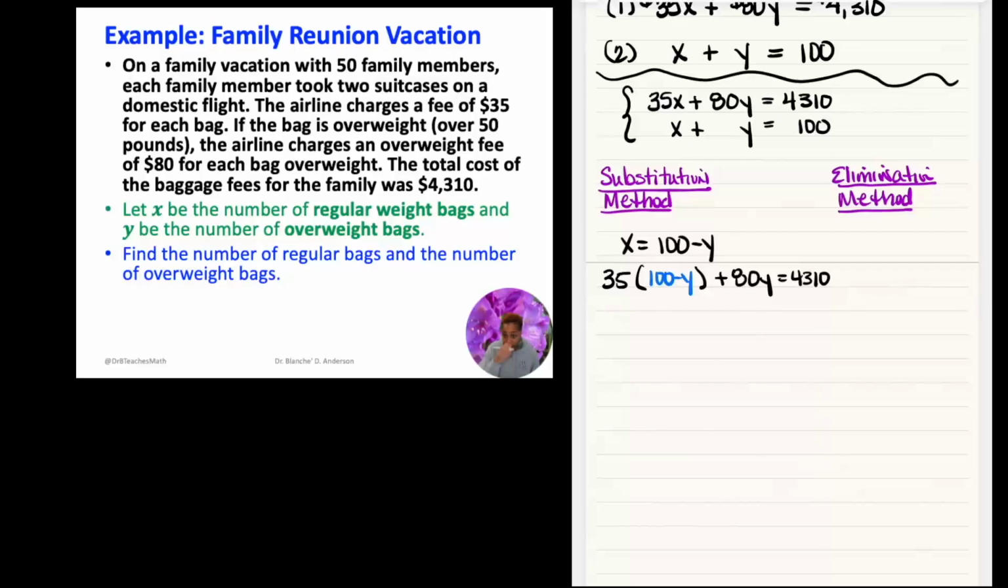I don't know why I feel like I write smaller and then I write. Okay, sorry. So now we're going to do the distributive property. You're going to take 35 times 100, 35 times y, and then you're going to add that to it. So 35 times 100, that's going to be 3,500. And then 35 times negative y, that's going to be the minus 30y plus 80y equals 4310.